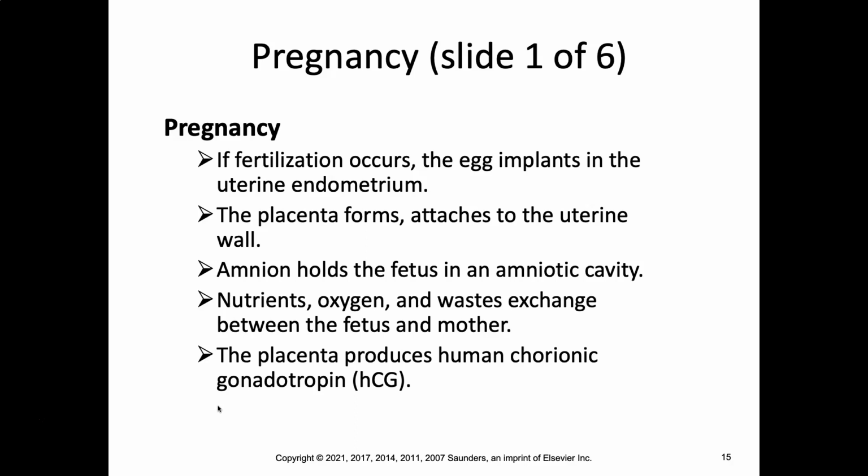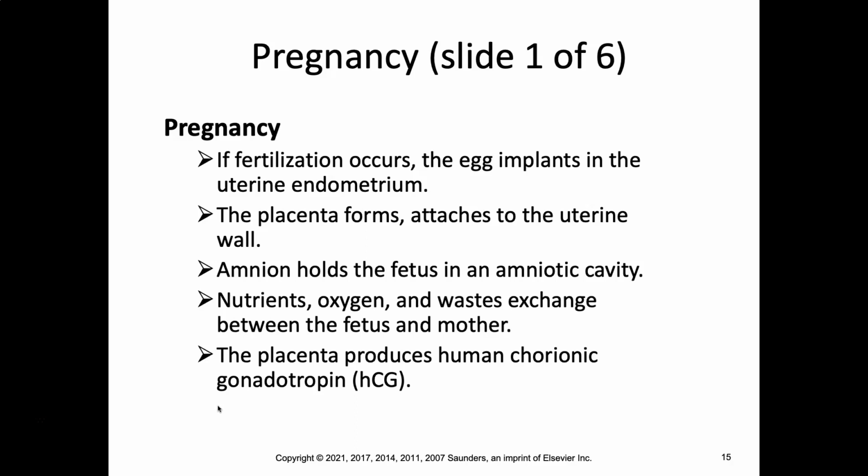Moving on, if the egg implants in the uterine endometrium, which is perfectly normal and is supposed to happen every single time, the placenta will form. It'll attach to the uterine wall. The amnion, that amniotic sac, will hold the fetus in the amniotic cavity. So you've got that sac with the fluid in it that's holding the baby. Nutrients, oxygen, and waste are exchanged between the fetus and the mother, and that's how the baby is fed.